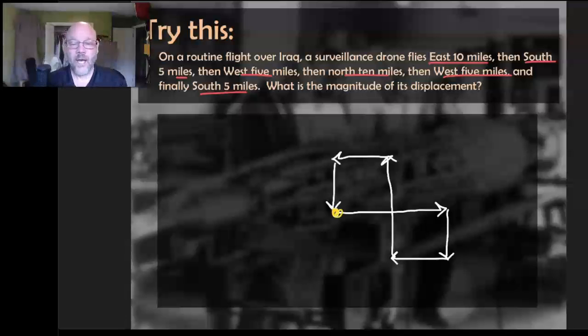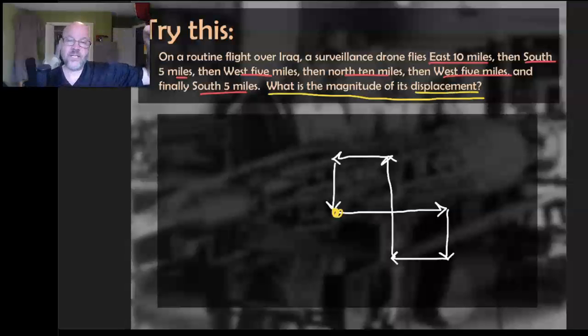So here it asks us, what is the magnitude of our displacement? Well, the word displacement is your start to finish distance. Where did you begin? Where did you end up? And our start to finish distance was 0 because we ended up exactly where we started.